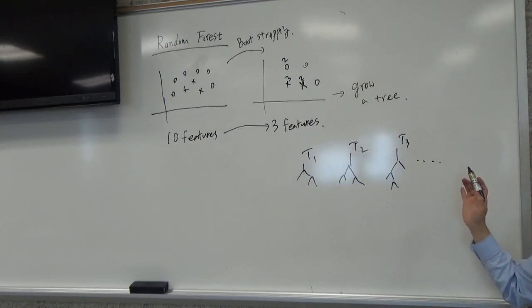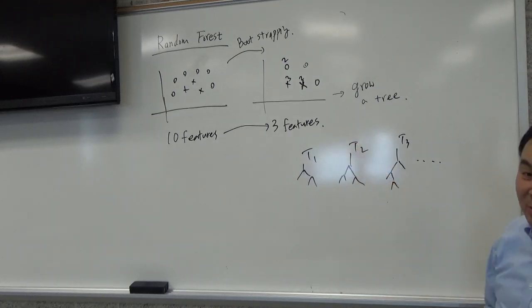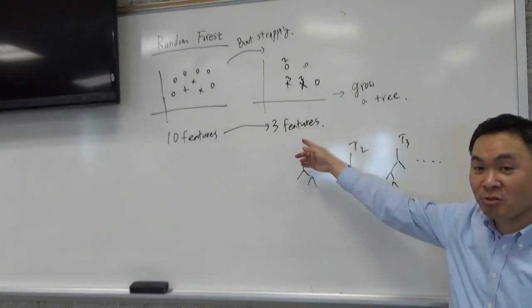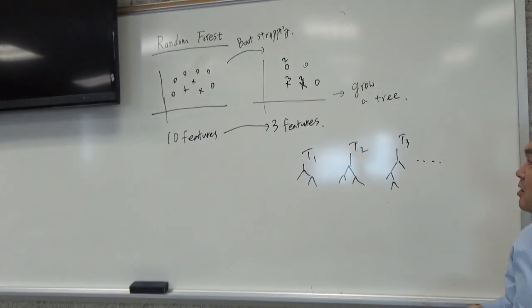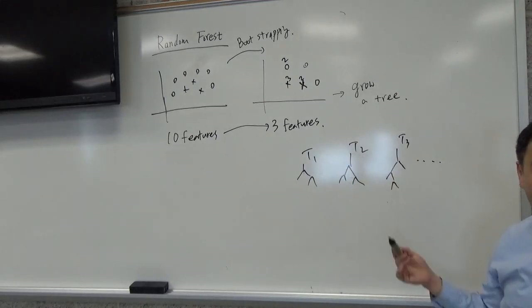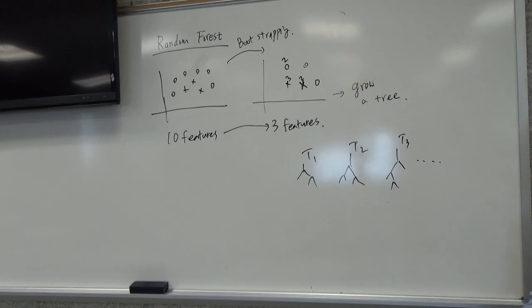You have many, okay? And that's also depending on how many features you choose. Like if you have 10 features and you're choosing 3, you probably have to make sure that all the features are represented by some tree. So you need to have enough number of trees. Okay, so you have this many.